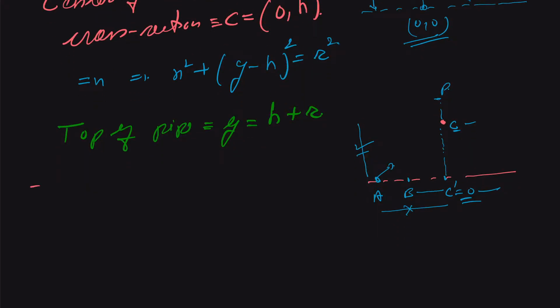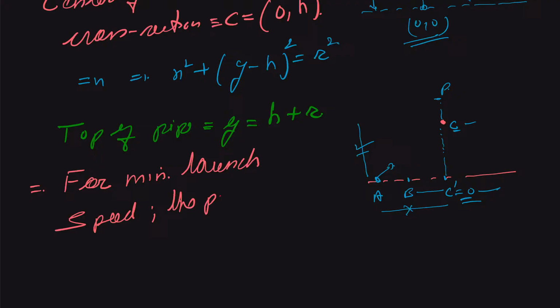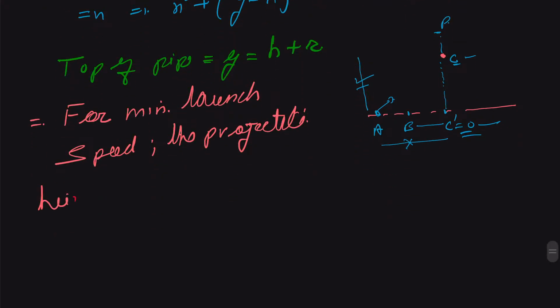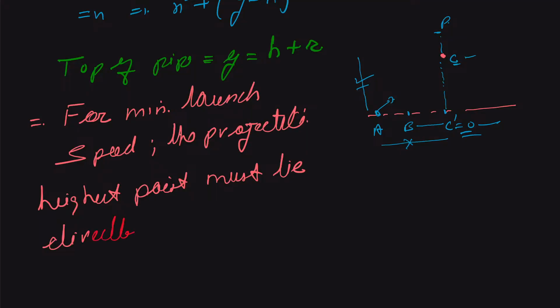So we can say that for minimum launch speed, the projectile's highest point must lie directly above the pipe center.